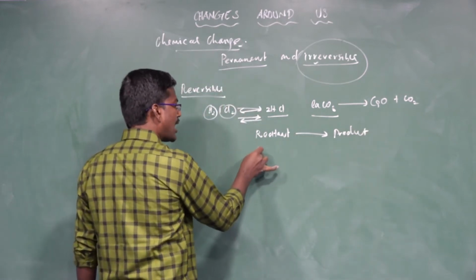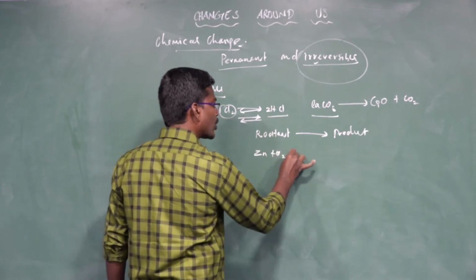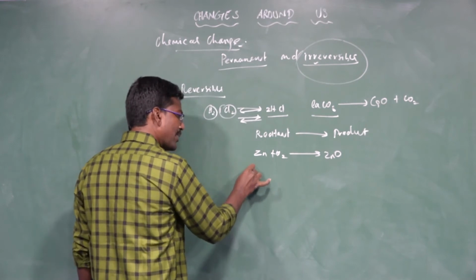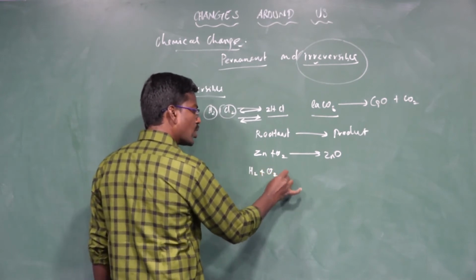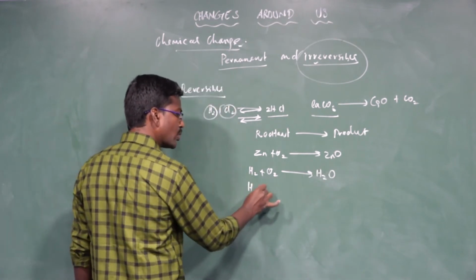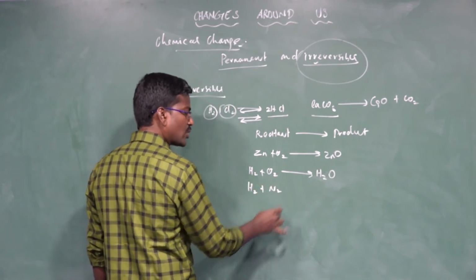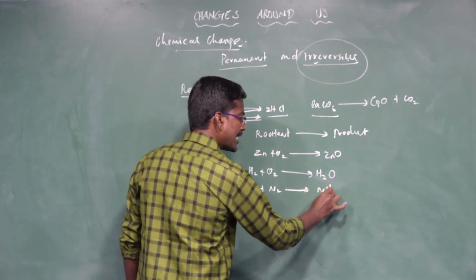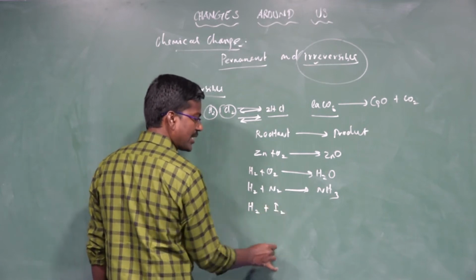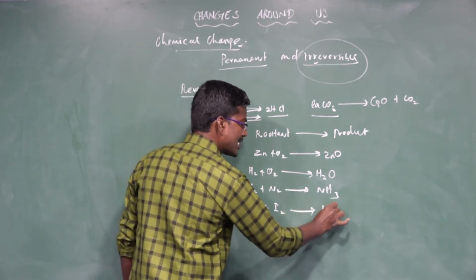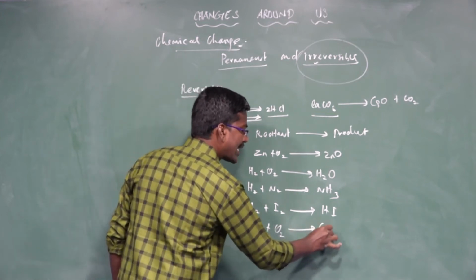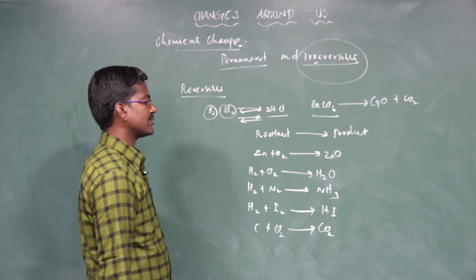Zinc metal burns in air to produce zinc oxide, ZnO. Hydrogen, H2, can combine with oxygen, O2, to form a water molecule, H2O. Hydrogen gas H2 combines with nitrogen gas N2 to form ammonia, NH3. Hydrogen gas H2 can combine with iodine gas I2 to form hydrogen iodide, HI. Carbon burns in air to produce carbon dioxide. It is a simple chemical reaction.